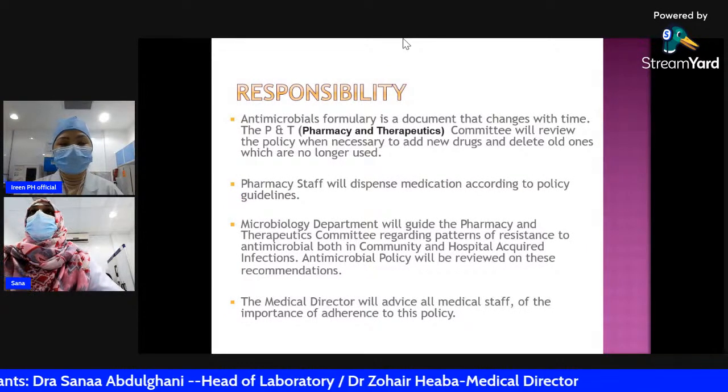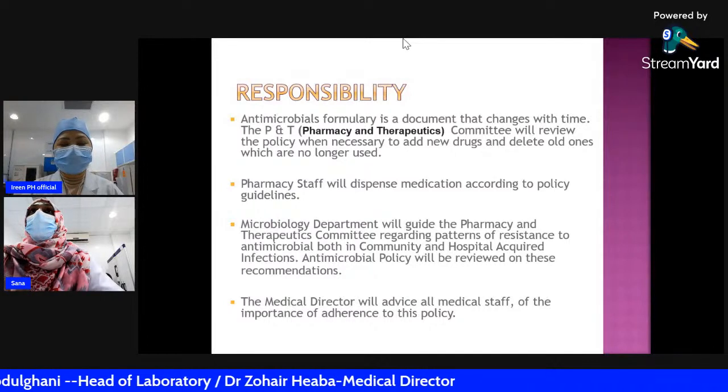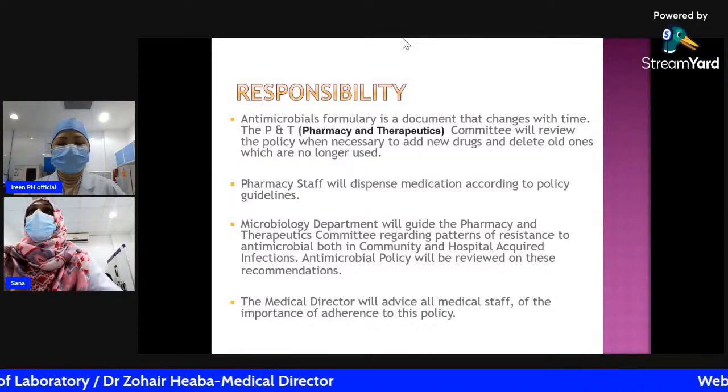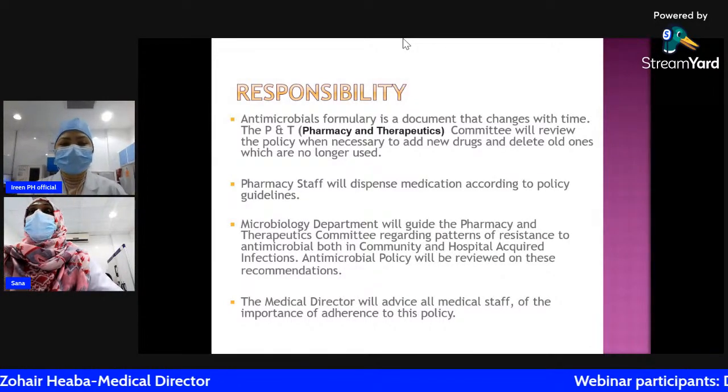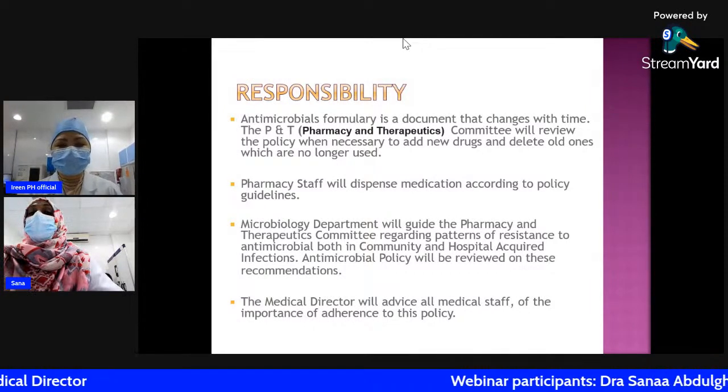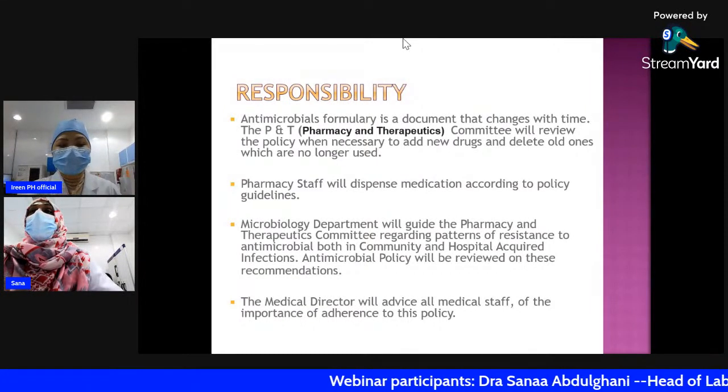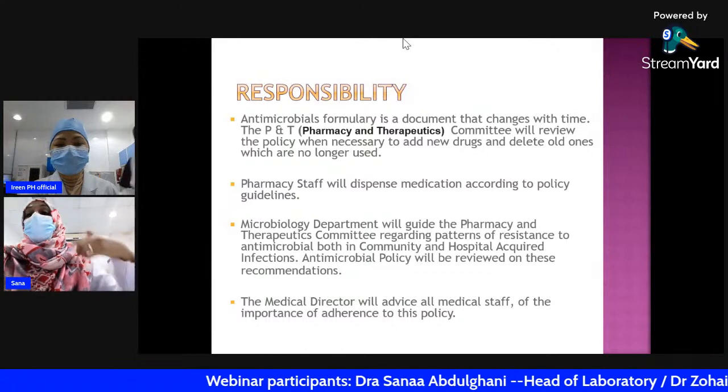Responsibilities. The antimicrobial formulary is a document that changes with time. The formulary of antibiotics must change with time.